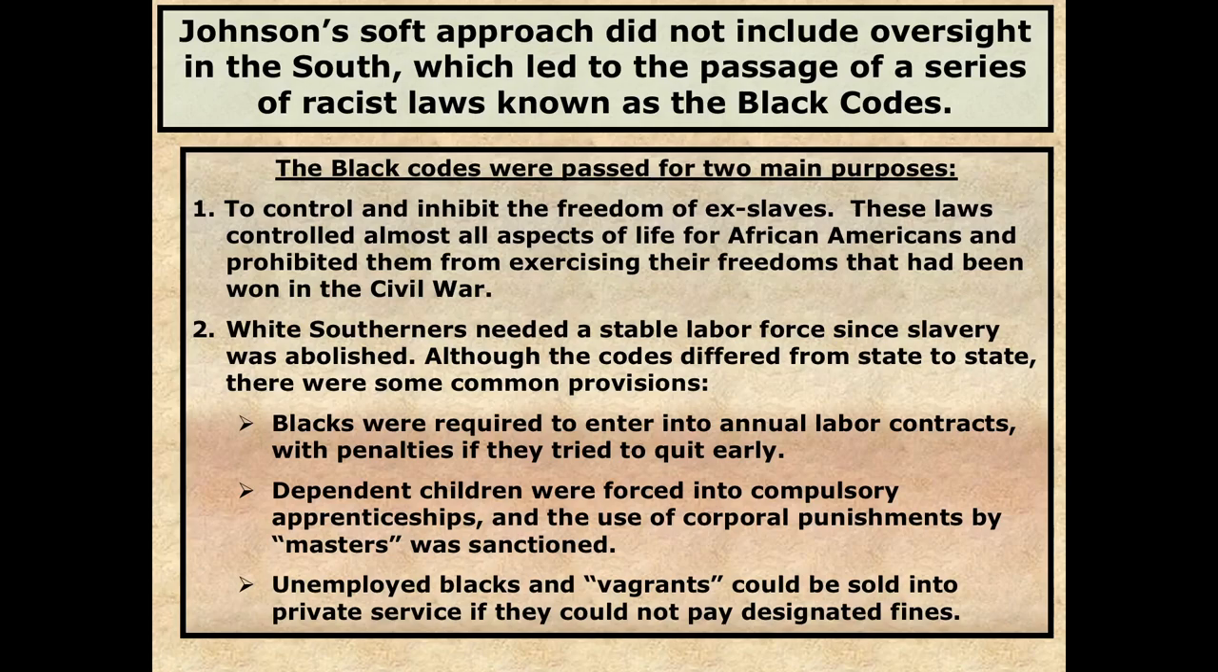Basically, freedmen were required to enter into labor contracts. And if they didn't enter into the labor contract, they were thrown in jail and forced to work anyways. Dependent children were forced into apprenticeships, and their masters could whip them if they didn't obey. Unemployed Blacks were considered vagrants, and they could be sold into private service if they didn't pay their fines. Well, these people have no money. How are they going to pay their fines?